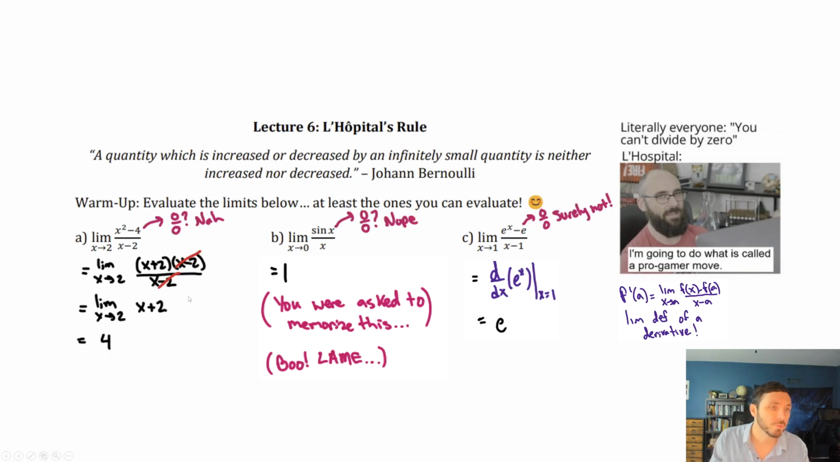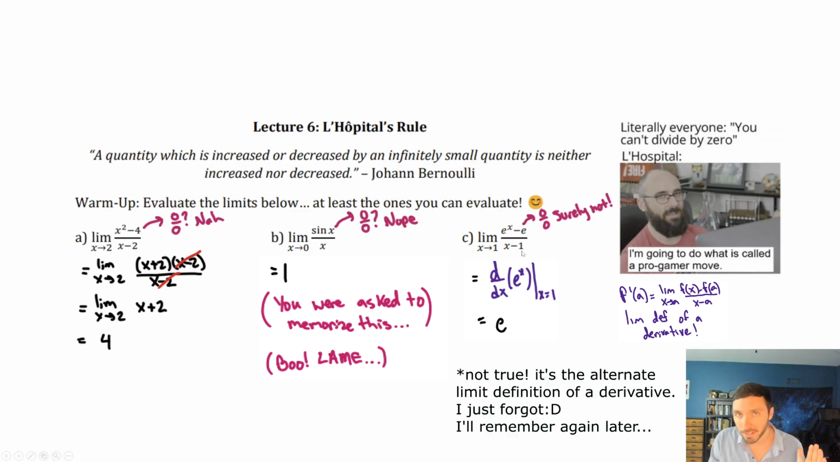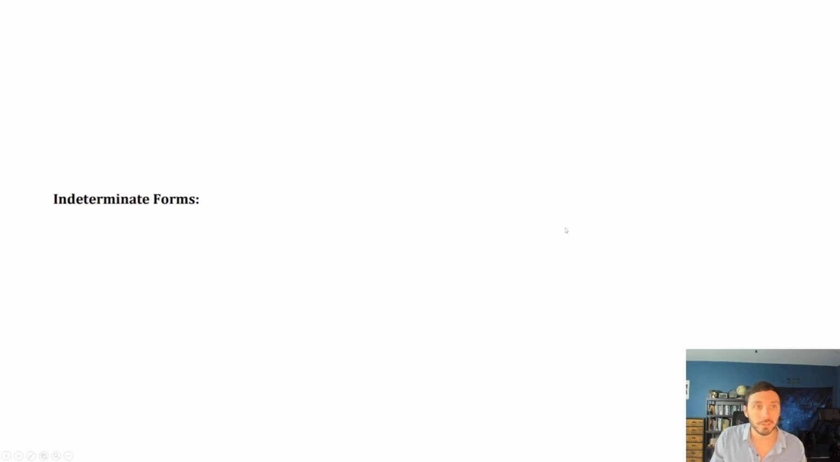If you look at the first one and attempt to plug in 0, you get 0 over 0. Can't do that. So you can factorize the top, cancel out that whole thing, and you end up getting 4. Within B, you may have been asked to memorize this from the limits chapter, and if you weren't, then you just don't know how to do it. And then C, you just don't know how to do it. So here's the thing: each of these scenarios ran into 0 over 0, which is known as an indeterminate.